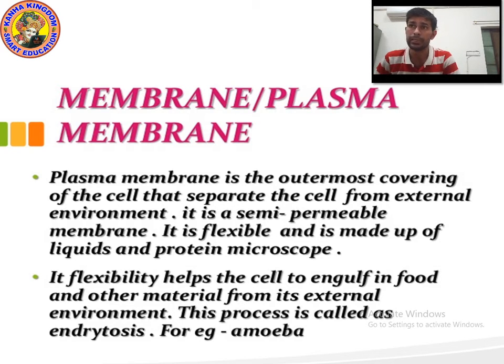It is made up of lipids and protein molecules. Because of the flexibility of the plasma membrane, it can engulf food. So it helps the cell to engulf food and other material from its external environment. This process is known as endocytosis. For example, it happens in amoeba.